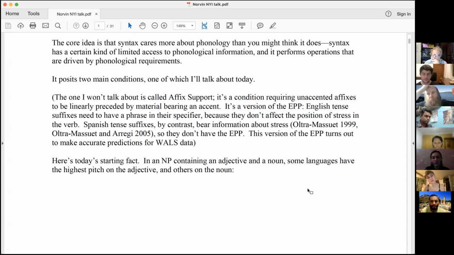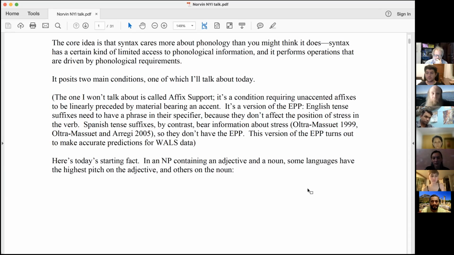The proposal that I'm going to make here is that that's not quite right. It's close, but it's not quite right. Syntax does have a certain kind of limited access to phonological information. In particular, the idea is that you begin building prosodic structure earlier than we are used to thinking of. That happens during the narrow syntax. And the narrow syntax can perform operations that are intended to improve the phonological representation. So it can perform operations that are driven by phonological requirements.